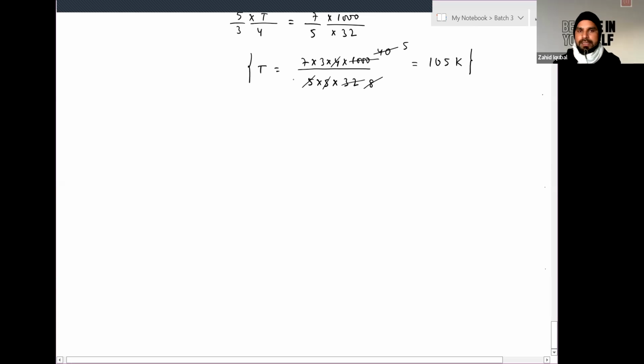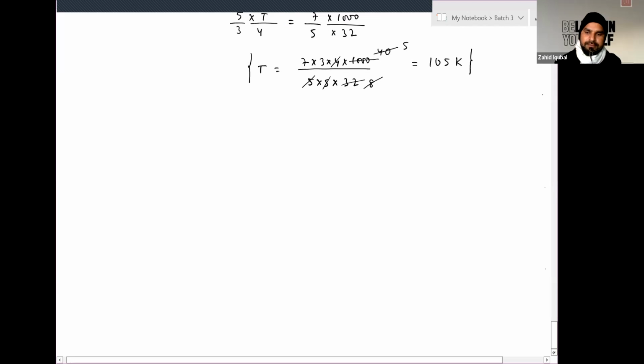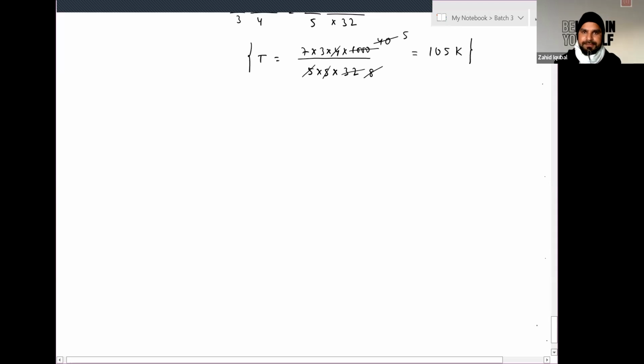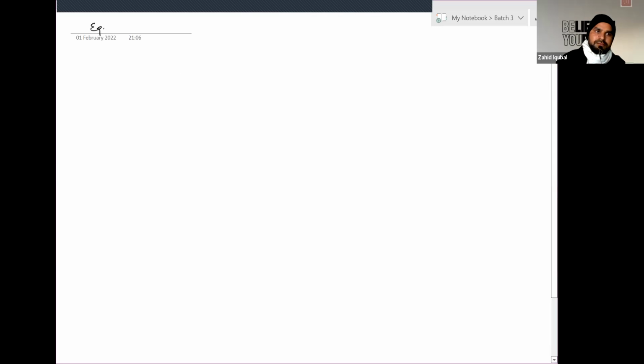Okay. In last class, I defined for you different types of wave. One is longitudinal and then transverse. On the basis of which I defined how to calculate velocity of transverse wave and longitudinal wave. Next thing is equation of traveling wave.